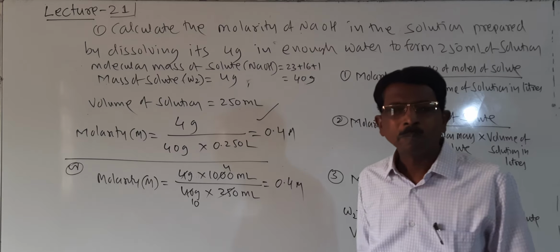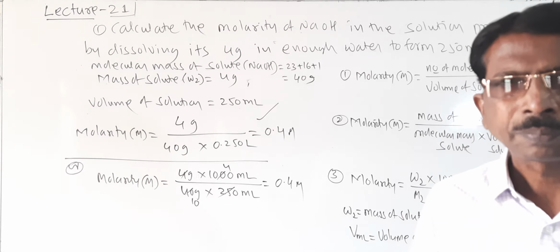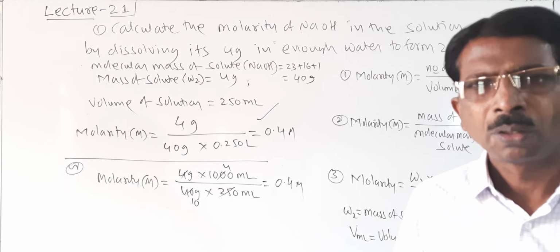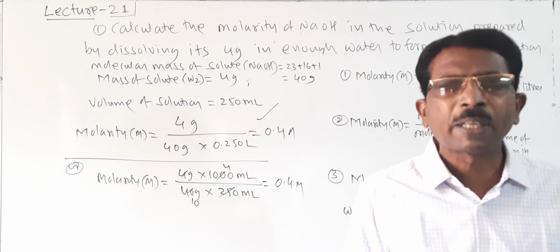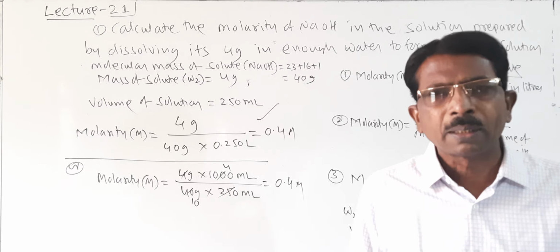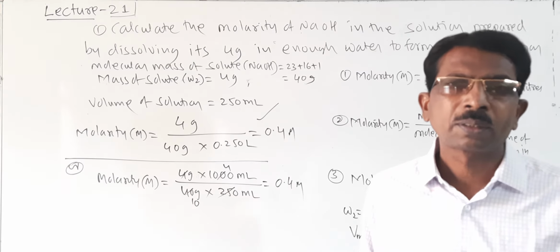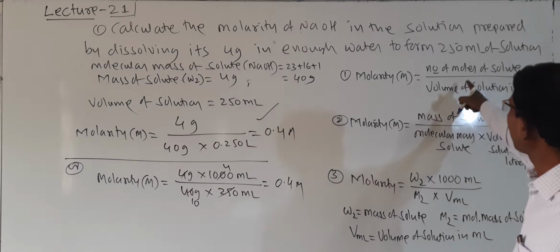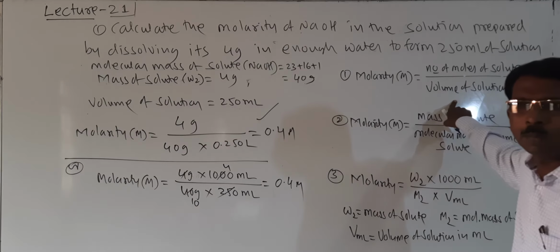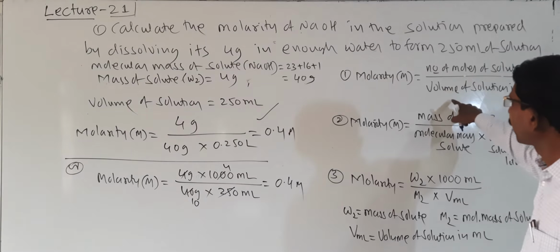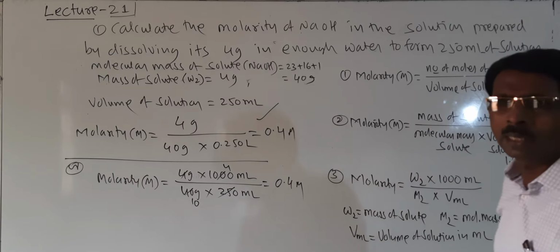Either you may solve by this or you may solve by this. And if he has given directly, for example, number of moles of solute, like 4 moles of NaOH dissolved in 10 liter, what is its molarity? Directly, number of moles of solute 4 moles divided by volume 10 liters, so you will get the direct answer.